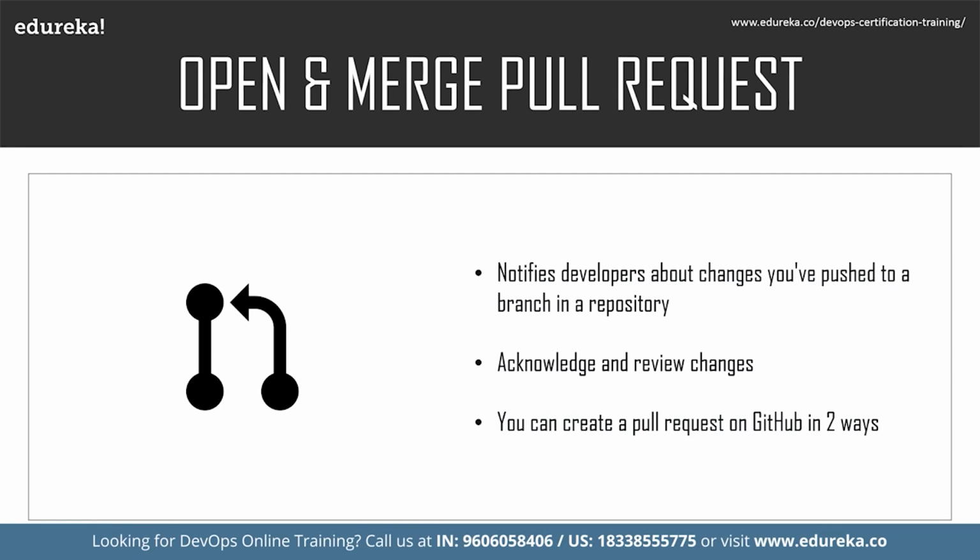So there are two ways to create a pull request. The first one being pull request from a forked repository, and the second one being pull request from a branch within a repository. Currently in this demo, we will work on the second one, that is pull request from a branch within a repository. Now I'm simply going to switch to my demo part.